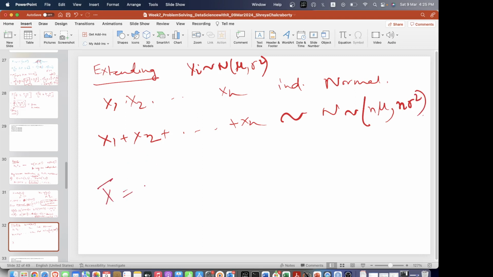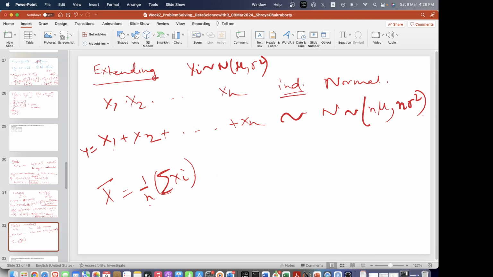So x bar would be 1 by n summation xi. Summation xi follows a normal with mean n mu and variance n sigma square, because the expectation of y would be expectation of x1 plus expectation of x2 till expectation of xn, so it will be n times mu. And the variance of y would be variance of x1 plus variance of x2 plus variance of xn. There wouldn't be any pairwise covariance terms because these are independent normal variables. So n times sigma square, that would be n sigma square.